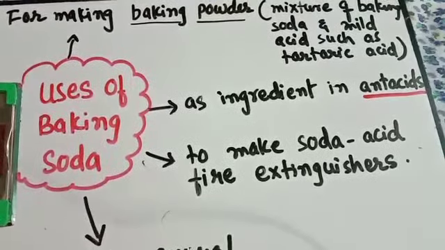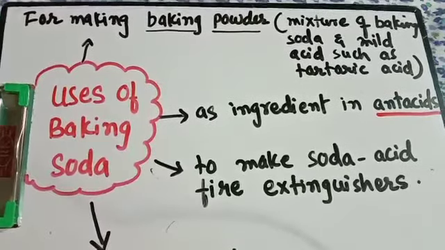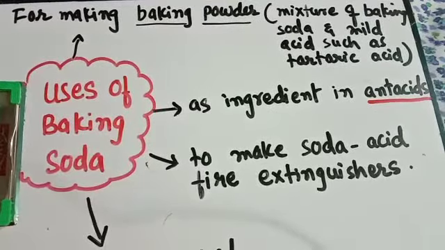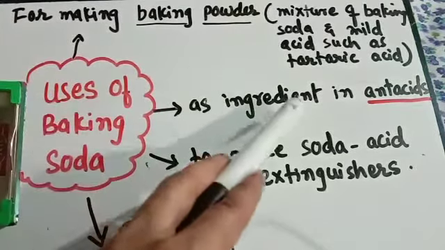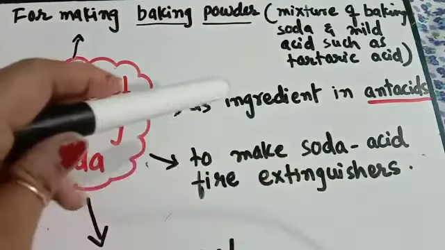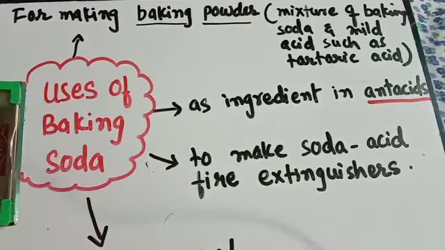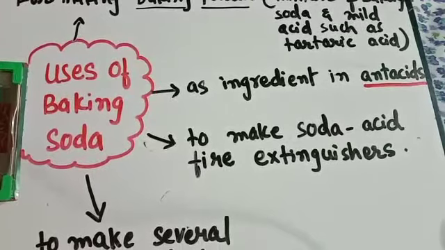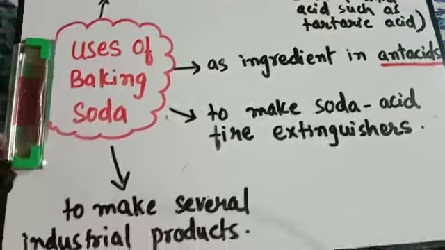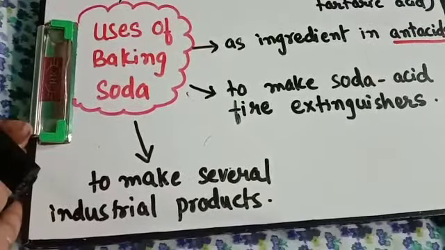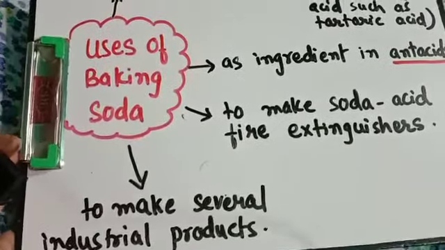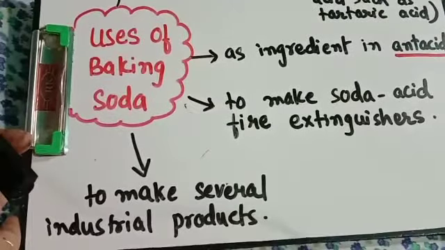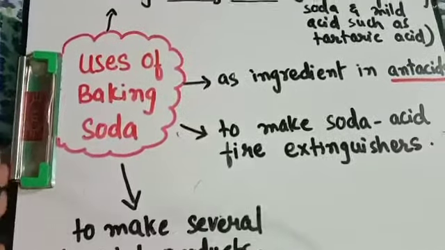Second is as an ingredient in antacid. During acidity we take medicines and other liquids that contain baking soda as an ingredient in antacid, and that will give you relief from the pain. Third, to make soda acid fire extinguishers. And last, to make several industrial products. Baking soda is used in the manufacture of many industrial products.